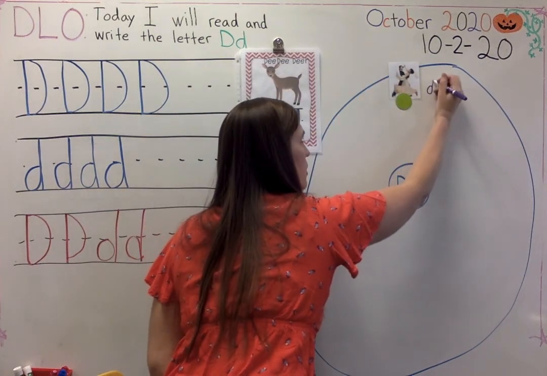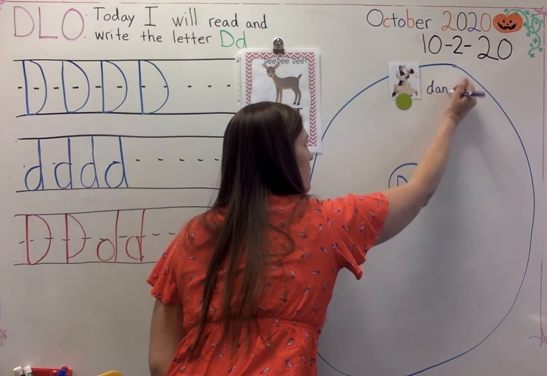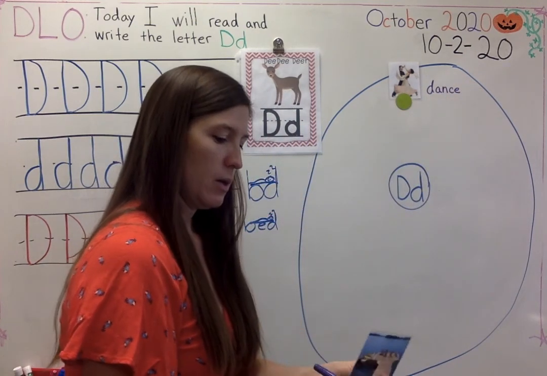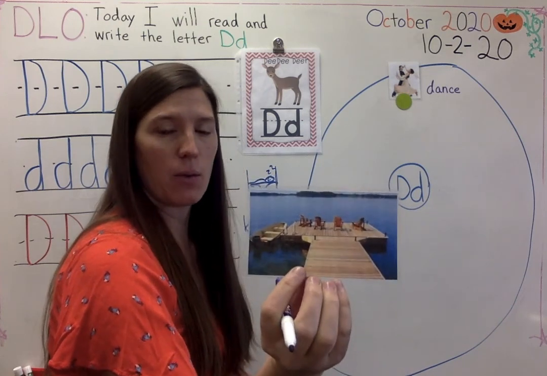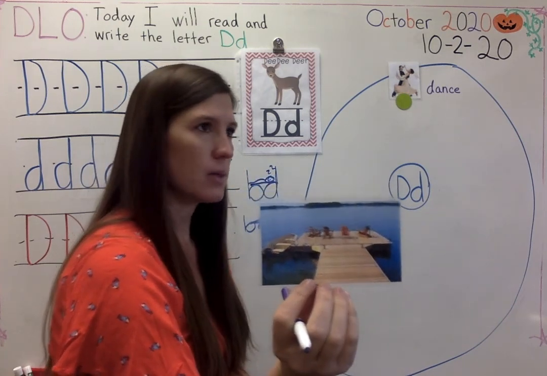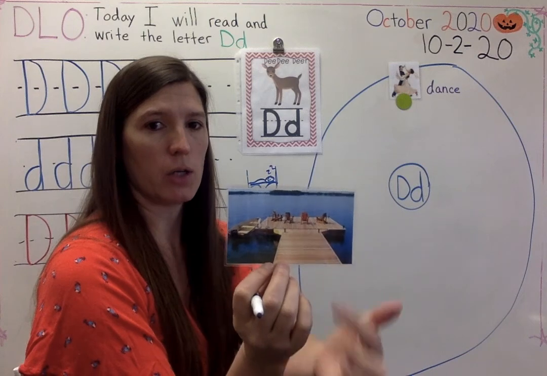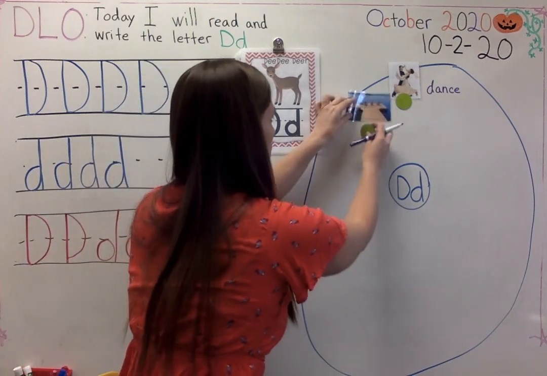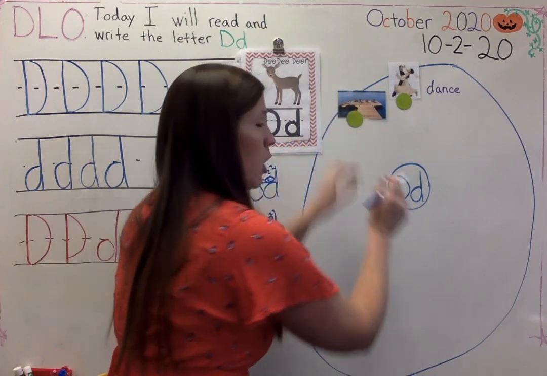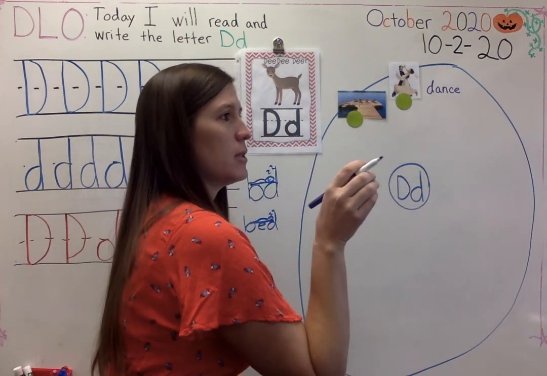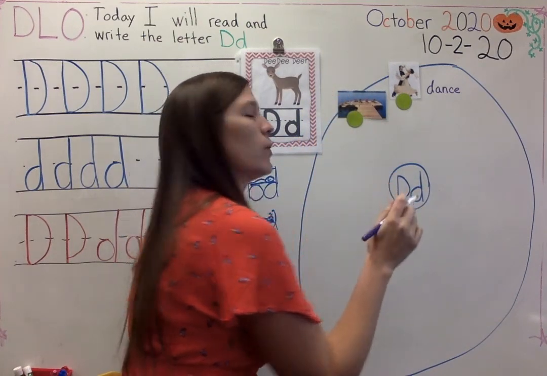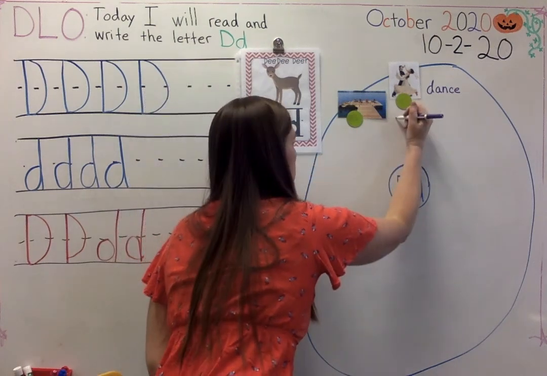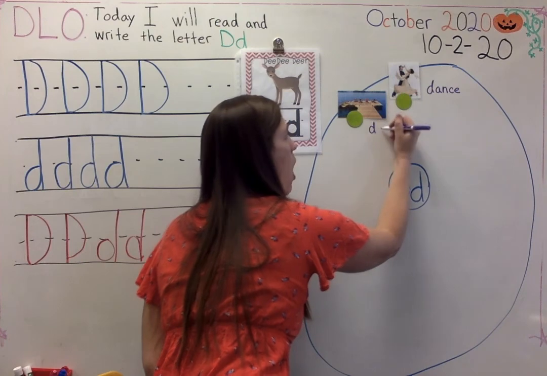Dance. If you ever go out to the lake or sometimes rivers have these, you might walk out onto the dock. D, dock. There's also a dock, like the dock of a tail for animals, like a horse's dock or a dog's dock. D, dock.